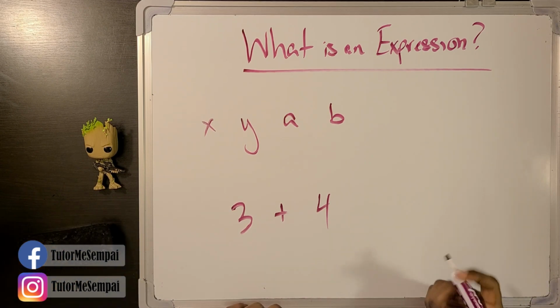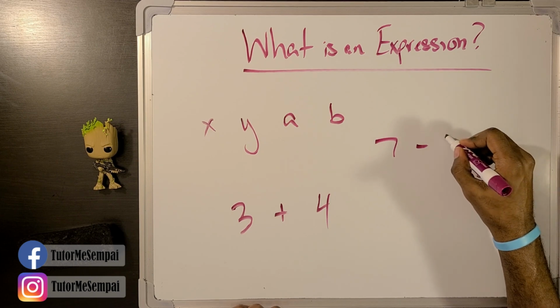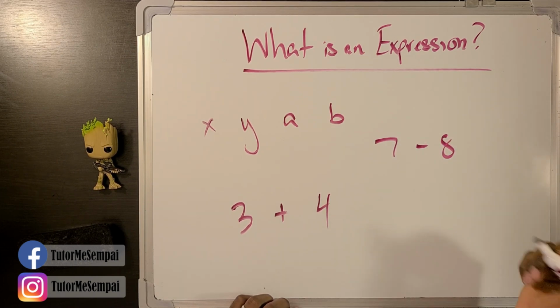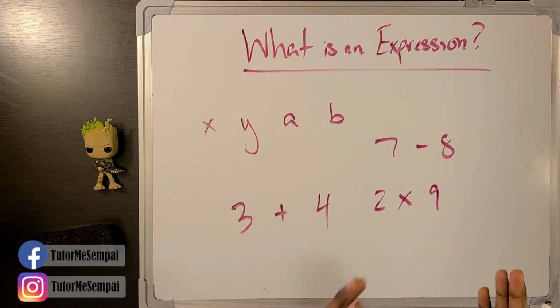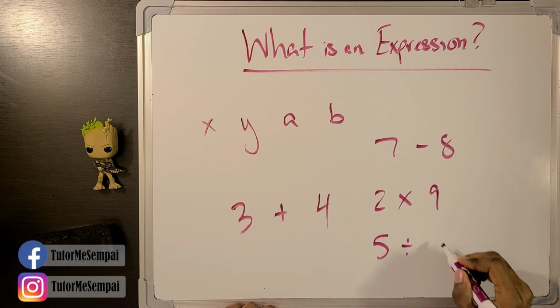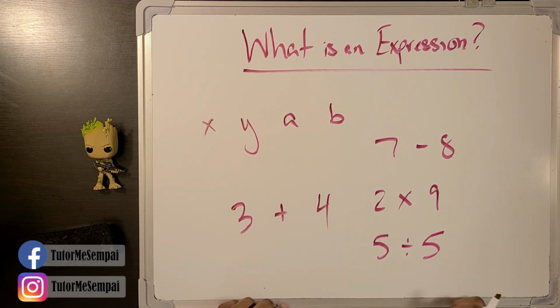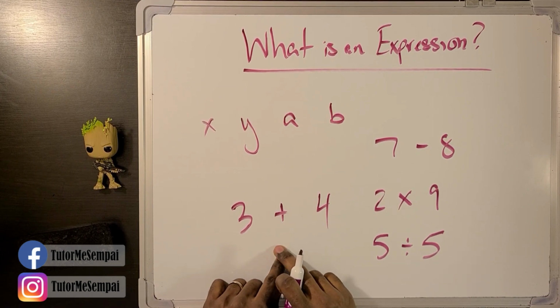This is an expression. You can do the same thing for another number. Let's say 7 minus 8. That's an expression. Let's say you have 2 times 9. That's an expression. Let's say you have 5 divided by 5. This is an expression. When you have at least 2 numbers and they're held together by a math operation, you have an expression.